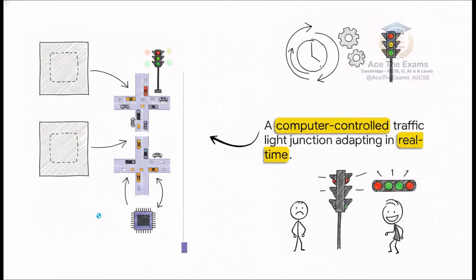Think about it. If one road is totally empty and the intersecting road is backed up, the microprocessor dynamically changes the green light sequence. This continuous real-time processing is just far superior to those old fixed-time mechanical lights that keep you sitting at a red light when literally no one else is around.